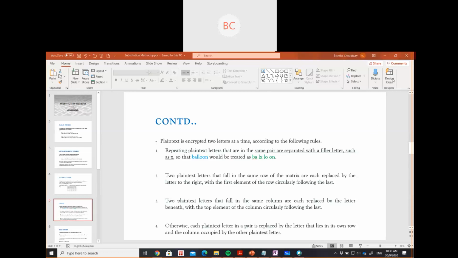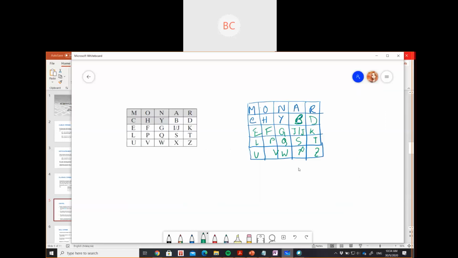Now it's time for the second rule. What's the second rule? Two plaintext letters that fall in the same row of the matrix are each replaced by the letter to the right, with the first element of the row circularly following the last. What does it mean? Suppose this is our main matrix, and our keyword is monarchy. After that, we filled up the matrix.